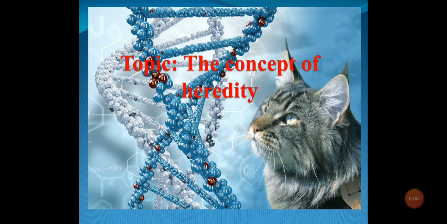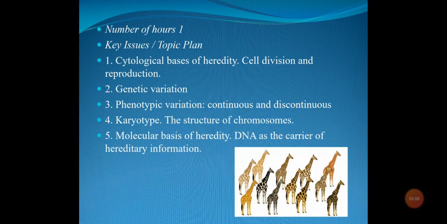Topic: the concept of heredity. Number of hours: 1. Key issues. Topic plan. First, cytological basis of heredity, cell division and reproduction. Second, genetic variation. Third, phenotypic variation, continuous and discontinuous.